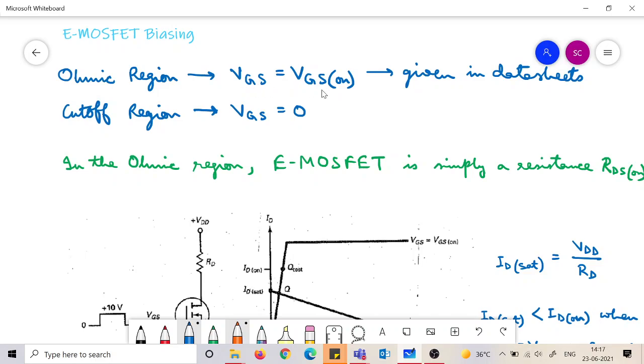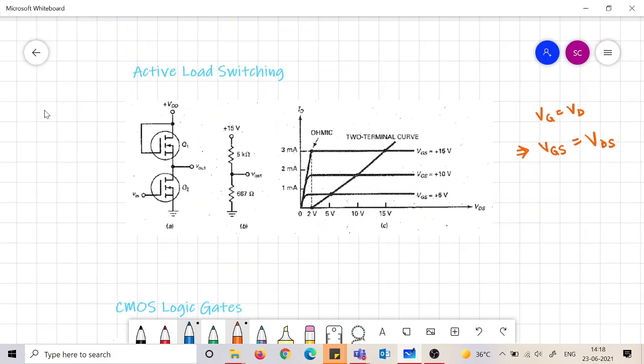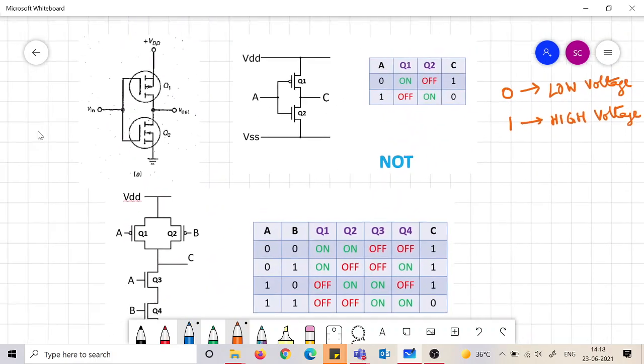I had made some mistake here. So the complementary thing is that VGS positive will be cutoff and VGS 0 will be saturation. So when you give a lower voltage, which is VGS equals to 0, then it is in the saturation region, and when you give a higher voltage, which is a positive voltage, then it is in the cutoff region. So that is how the PNP eMOSFET will behave. And this much is only what we need to know.